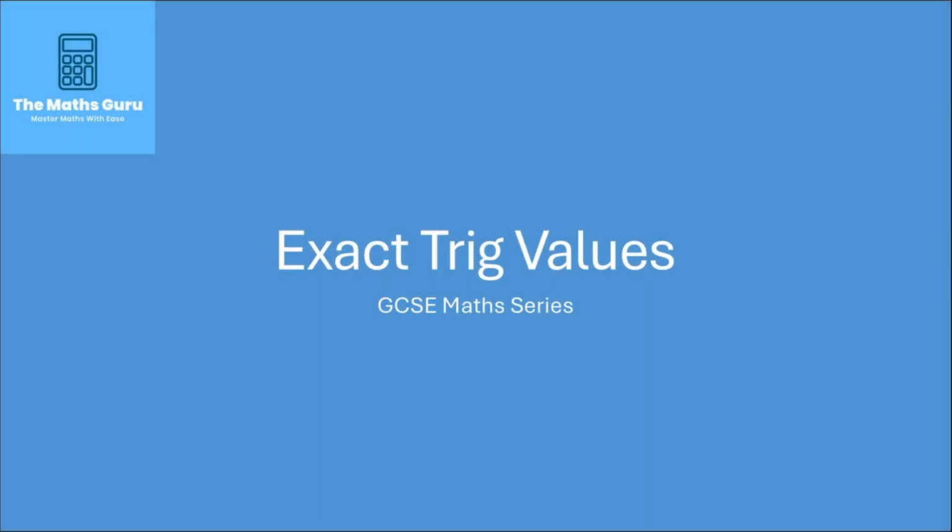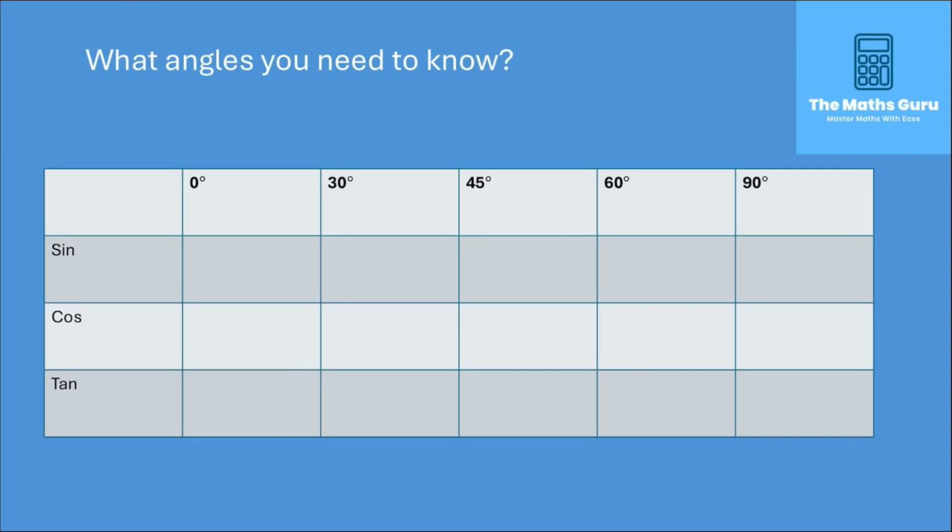Today we're going to be taking a look at exact trig values, so let's get started. What angles do you need to know for your GCSE course? We need to know the sine, cos and tan of 0 to 90 degrees off by heart. I'm going to teach you a way that I used throughout my GCSEs, which made it super easy to remember. As you can see, we have our table here, and let's start by filling in our sine.